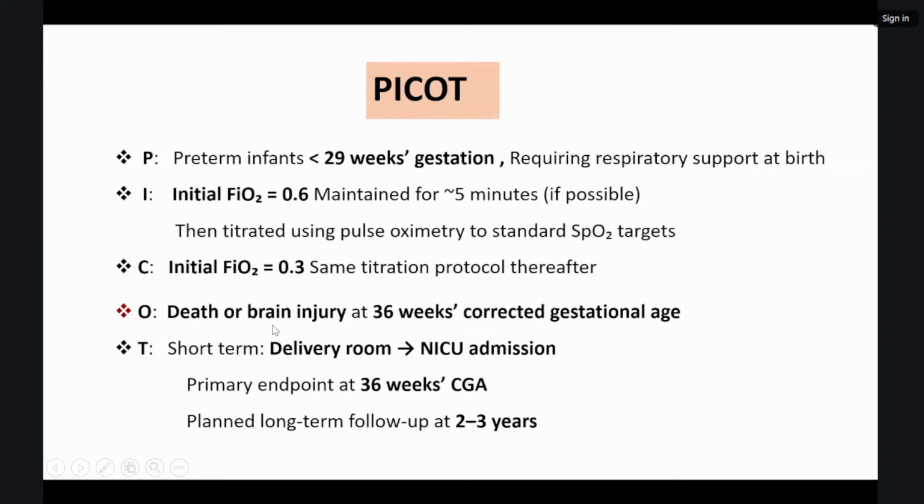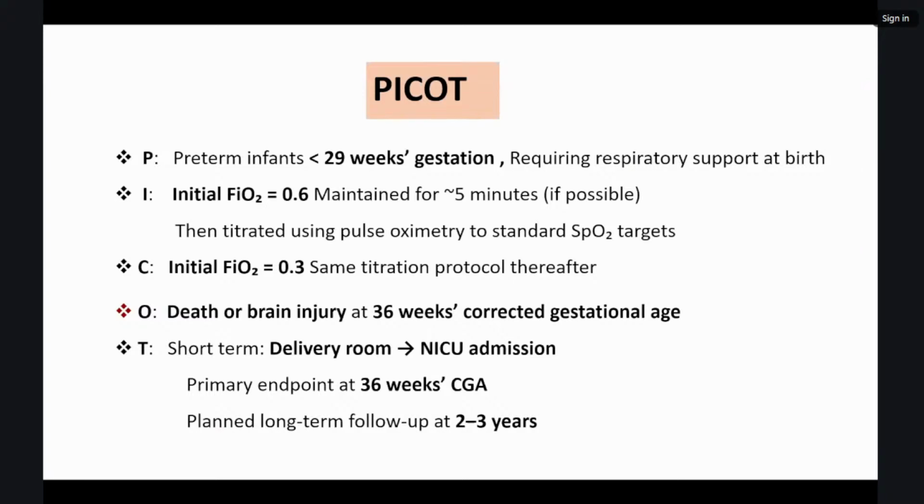The outcome was death or brain injury at 36 weeks of corrected gestational age, and the time frame was short duration, that is from the delivery room until the neonate shifted to the NICU. The primary endpoint is at 36 weeks corrected gestational age, and long-term follow-up neurodevelopmental assessment is planned at 2 to 3 years of age.